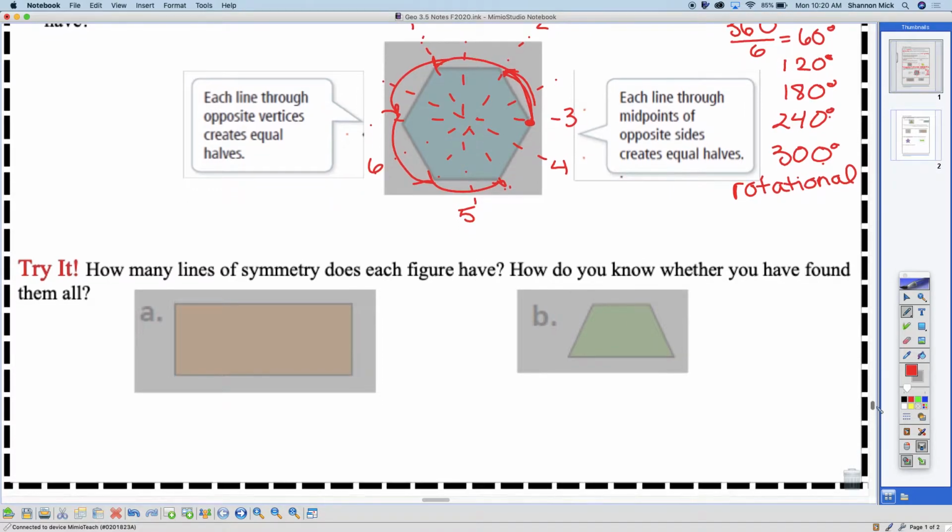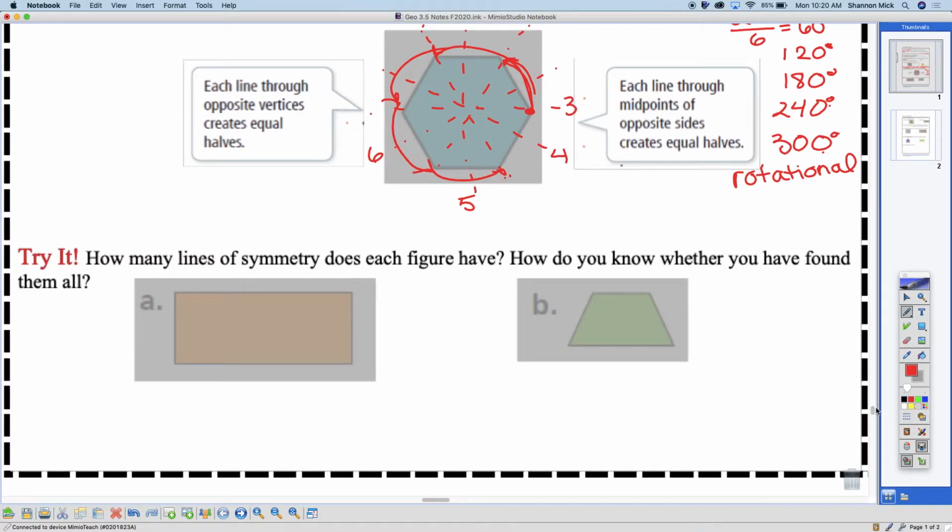How many lines of symmetry do we have in each of these? I want you to do them on your own, and I want you to describe them. I just want the lines of symmetry, like we did horizontal, vertical, through the center. What if you can go a bunch of different ways? If you can go a bunch of different ways, you've got to find all of them.